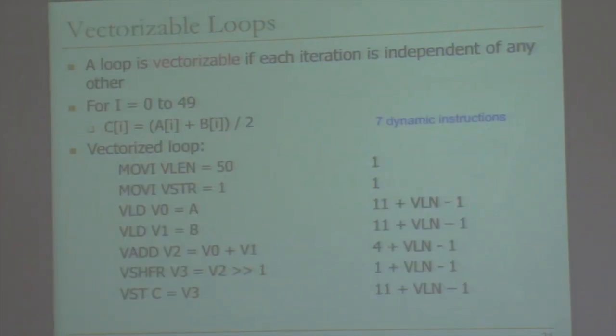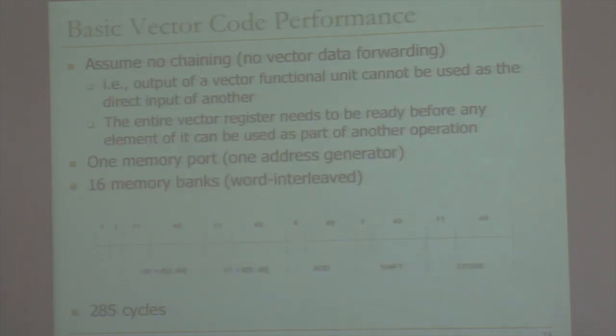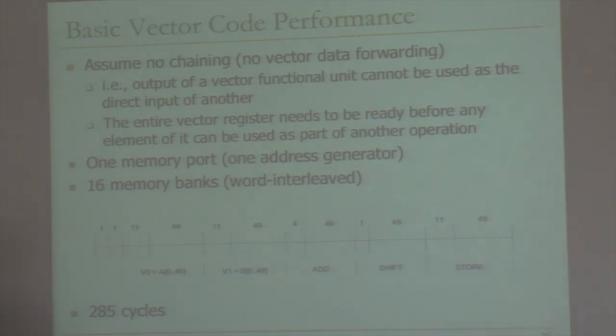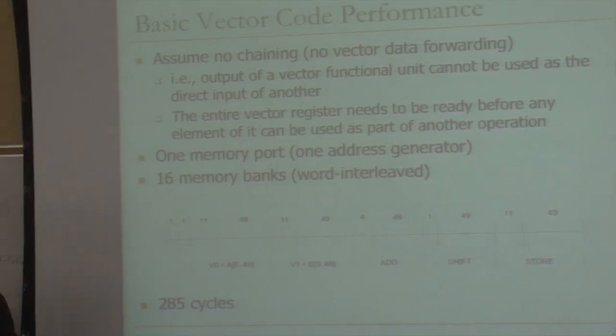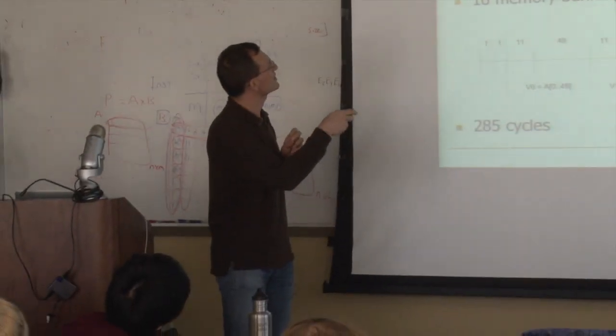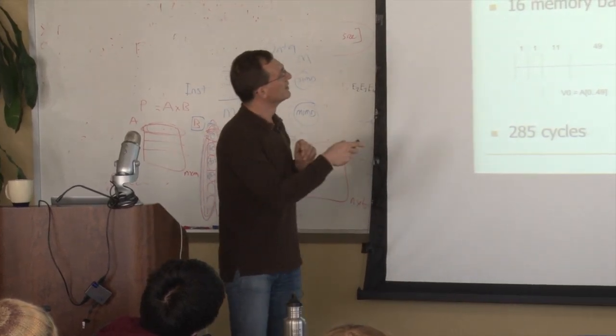OK, now let's take a look at how long it takes to execute this. And we're going to progressively make it faster. First, I'm going to assume no chaining. I'm introducing another term here. But chaining is a fancy word for vector data forwarding. The key question is, can you forward the result of a vector functional unit to the input of another vector functional unit? And no vector chaining means that, no, you cannot do that. You don't have data bypassing support.